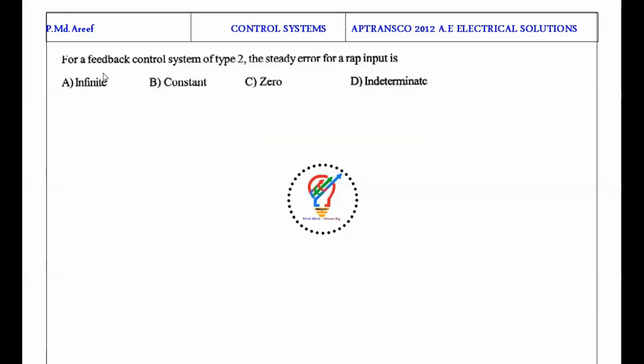Next question. For a feedback control system of type 2, the steady state error for ramp input is, so it's a straightforward question. We'll take type 0, 1, 2, and here the input and steady state error ESS. First we'll take the step signal, second one is ramp, and third one is parabola signal.